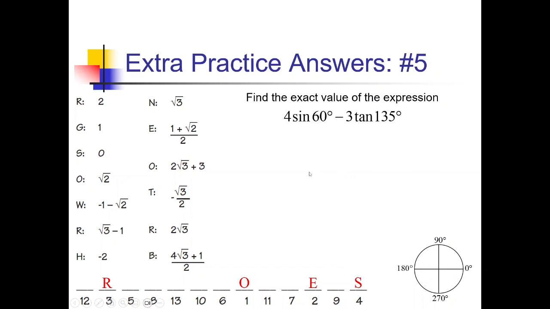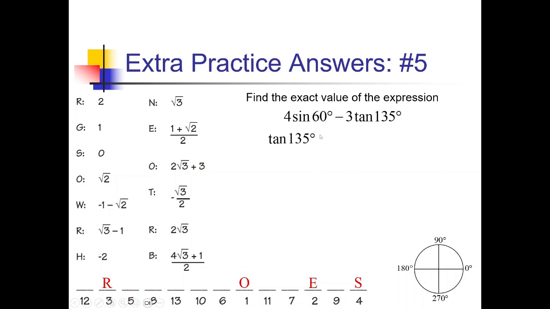Things are becoming a little bit more challenging now with number 5. We have 4 times the sine of 60. I know the sine of 60, so I'm going to figure that out in a couple more steps and then just multiply 4 by that. But tan of 135 I don't know off the top of my head. So let me analyze tan of 135.